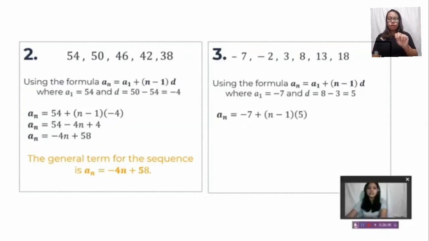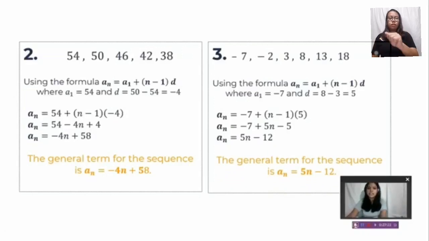Now let us use the formula. Substitute the given that we got. a sub n is negative 7 plus the quantity n minus 1 times our d, which is 5. Now let's simplify. Distribute 5. Negative 7 plus 5 times n is 5n, and 5 times negative 1 is negative 5. Combining similar terms, negative 5 minus 7 is negative 12. So our a sub n would be 5n minus 12. So the general term for the sequence is a sub n is equal to 5n minus 12.